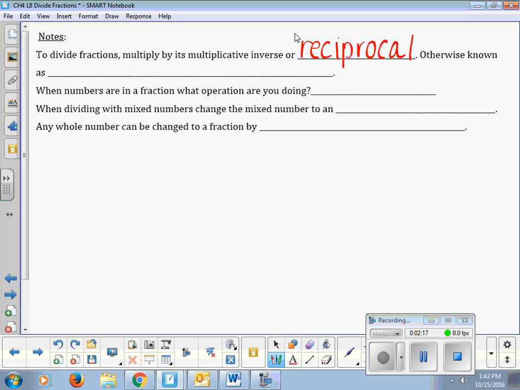Does anyone remember what the reciprocal is? It's known as flipping or switching your numerator and denominator. So your reciprocal is when you flip your numerator and your denominator. If we had 2/3, what would the reciprocal of 2/3 be? 3/2. You flip the top and the bottom, or your numerator and your denominator.